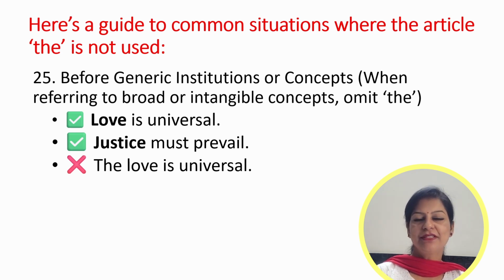Number 25, before generic institutions or concepts. Do not use the before broad or intangible concepts like love, justice or peace. Example, love is universal. This is correct. The love is universal is incorrect. Next example, justice must prevail. This is correct.